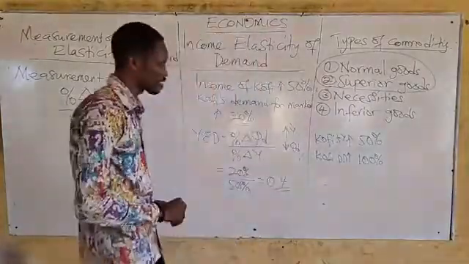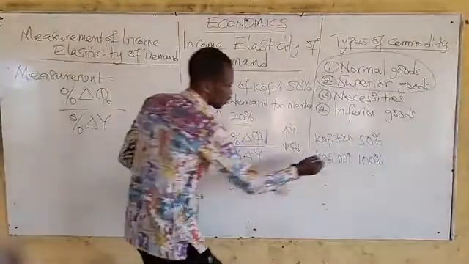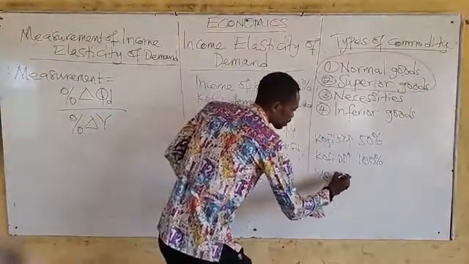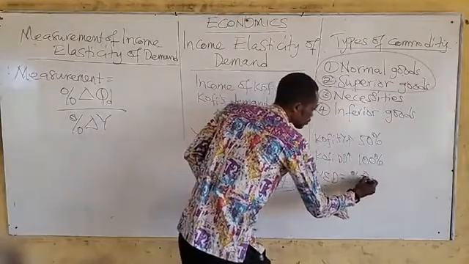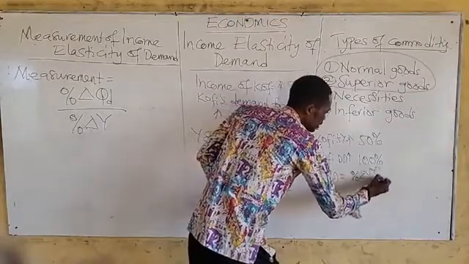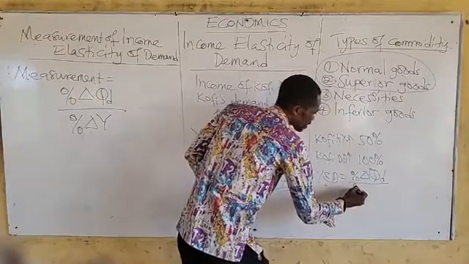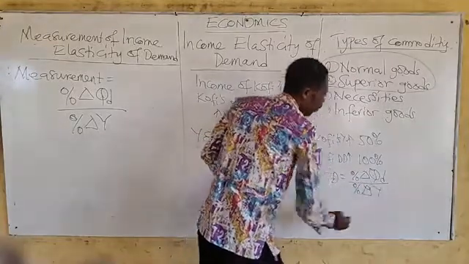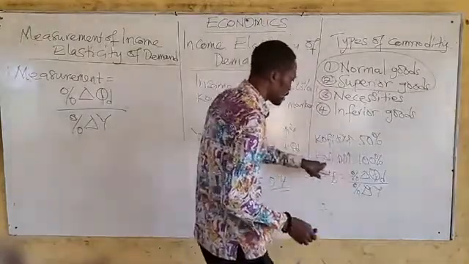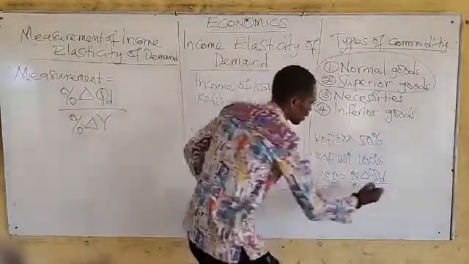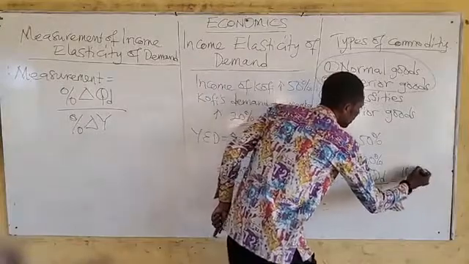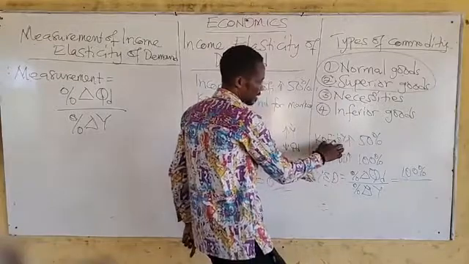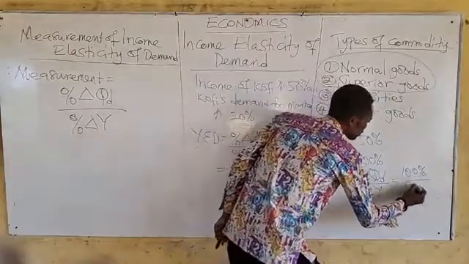Let's calculate it and see if it will be more than 1. So right now, I'll calculate it here. Income elasticity of demand, we said, is the percentage change in the quantity demanded divided by the percentage change in the income of the buyer. And we are saying the percentage change in demand, which is the numerator, is 100%. That's what we said. Divided by the percentage change in the income, which is 50%.